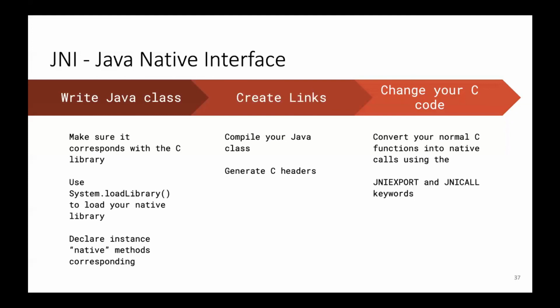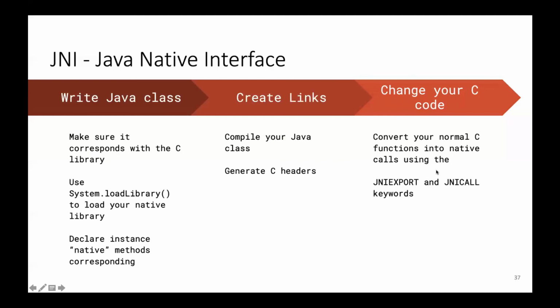Once you've created this Java class, you compile your Java class and you generate C headers. I will show you how. This is just a simple command. You just say javah, and then your C headers are created. And then the C headers will create a function for your native methods. You just need to link it using a couple of keywords into your C functions.